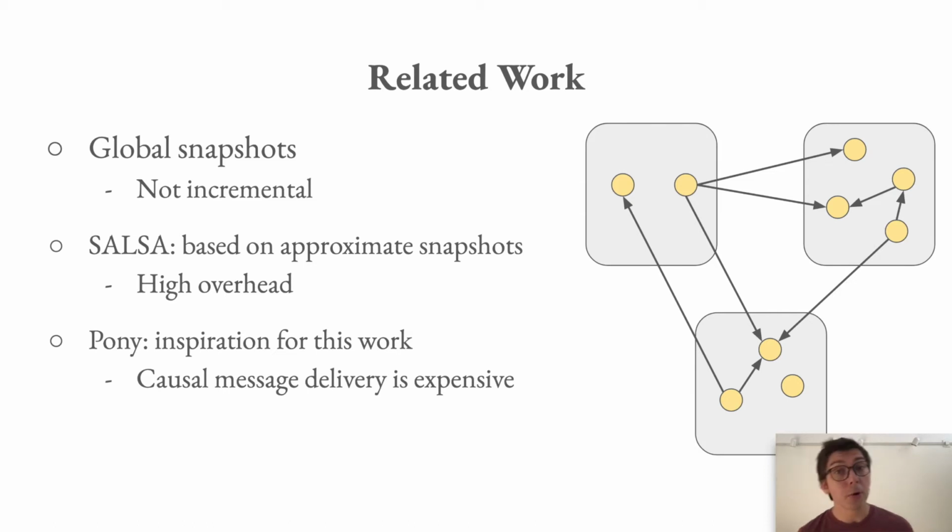Our approach is based on Pony's GC, which is this fast message-based algorithm for multi-core systems. Their main limitation is relying on causal message delivery, which is expensive to implement in clusters. And we found a way to remove that requirement, making their approach scale. So how do these algorithms work, ours and Pony's, if they don't take a global snapshot?